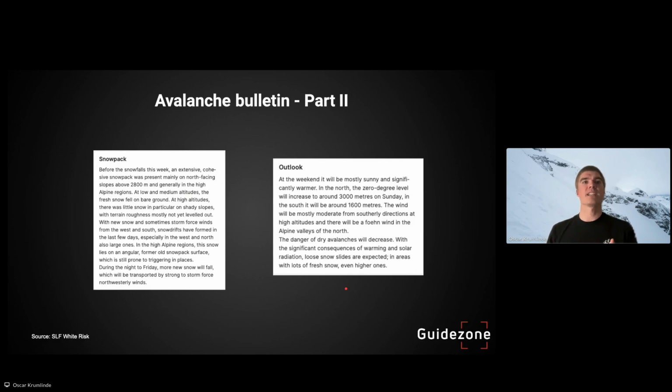And it's highly recommended, if you're planning a tour, to read up on the avalanche bulletin beforehand, so you have an understanding of how the snow has changed before you actually arrive somewhere. And the outlook, if you're going on a multi-day tour, can be nice to understand how these experts think the conditions will change, maybe for the better or for the worse.